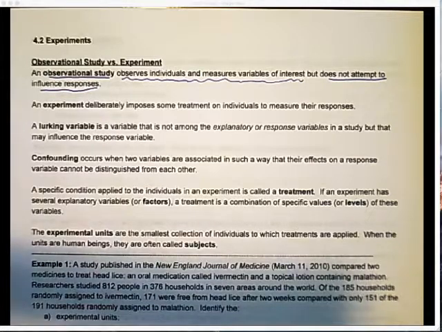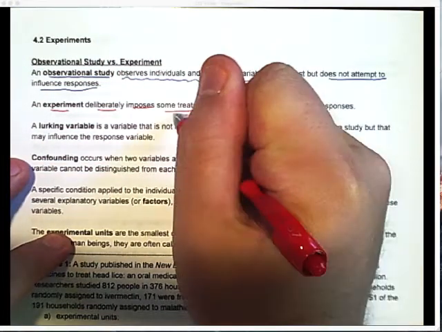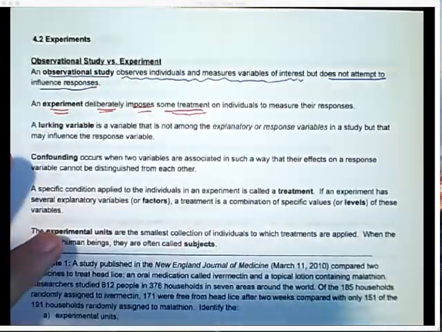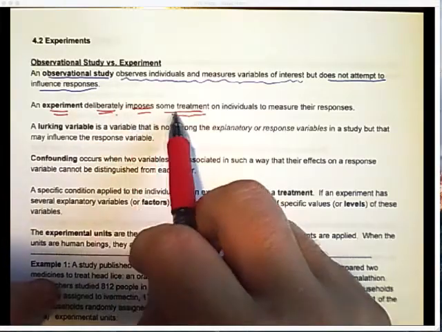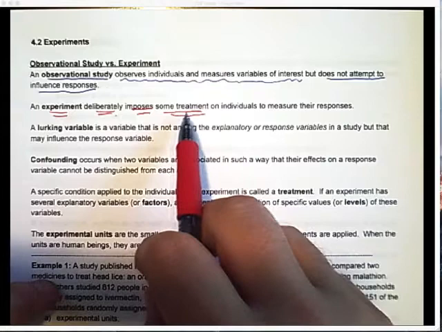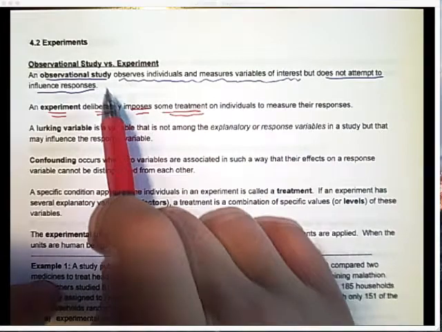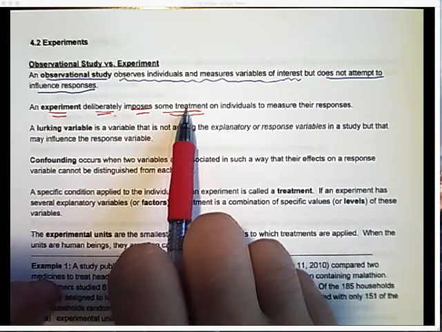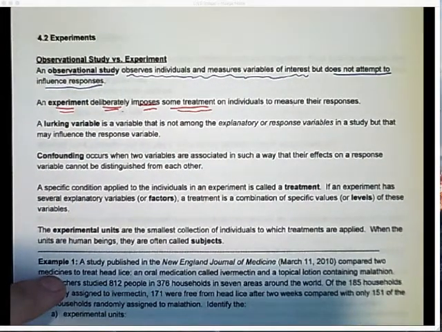Whereas if we do an experiment, we deliberately impose some treatment. A lot of times experiments involve medicine, where we give one group a sugar pill called a placebo, but we give the pill with the actual medicine to another group. There we're deliberately imposing some treatment on an individual, and then we measure, for instance, their drop in cholesterol. So the difference between the two: an experiment imposes a treatment, an observational study does not. That's the difference.